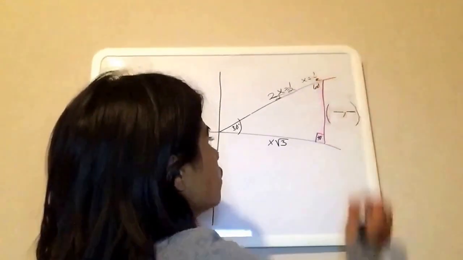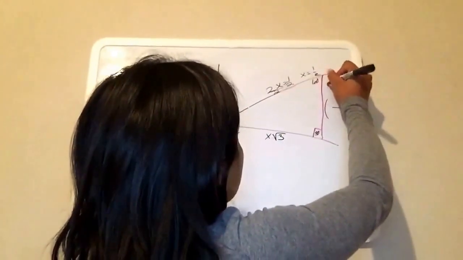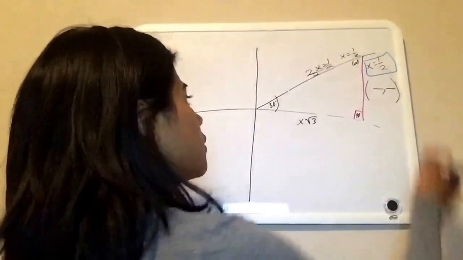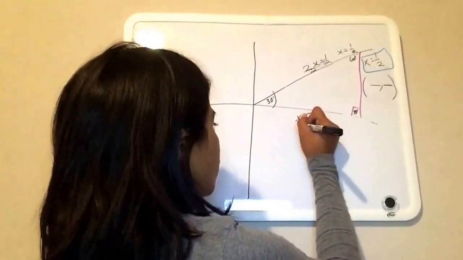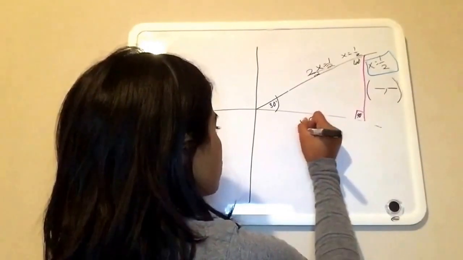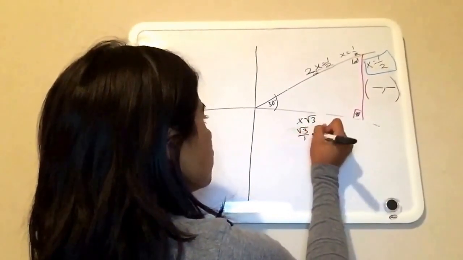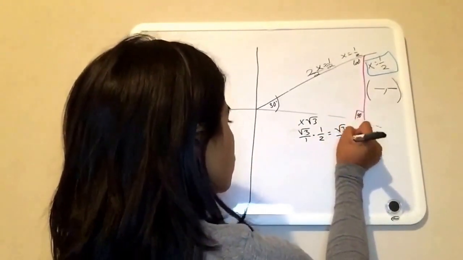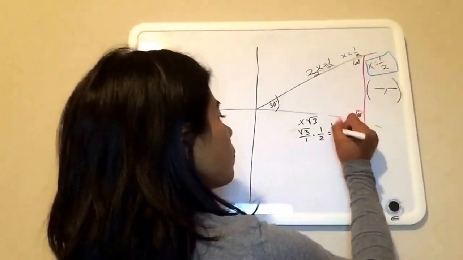1/2. So therefore, since my 30-degree side is x, it would be 1/2, and since x is 1/2, I will have to multiply. Well, first of all, it would be radical 3 over 1 times 1/2. Radical 3 over 2, and that's the other answer that we were looking for.